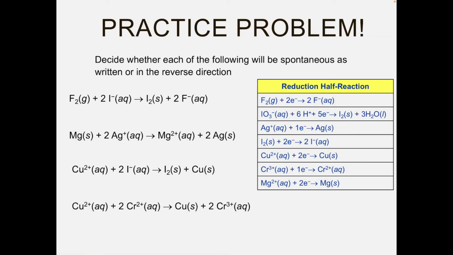So let's apply this. Figure out whether each of these reactions would be spontaneous as written or in the reverse direction. We don't have any numbers here, so we can't calculate the E naught of the cell. But again, if it's higher up in this reduction potential table, then it is more likely to be reduced. So that thing needs to be written as the reduction reaction. If it's lower in the table, then it's more likely to be oxidized, which means it needs to be written as oxidation. So go ahead, pause here, try these out, and come back when you're ready to see the answers.